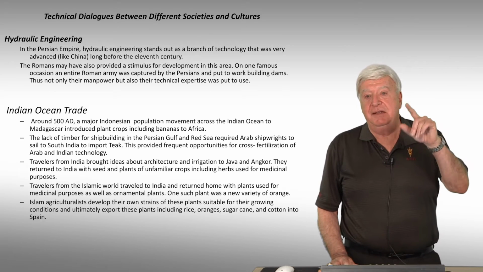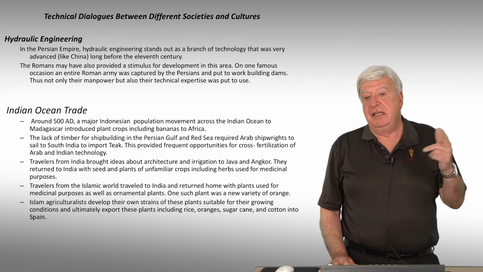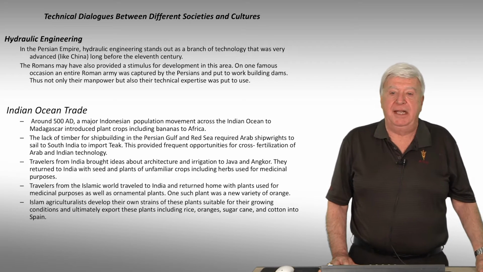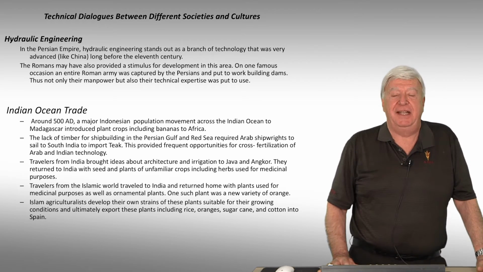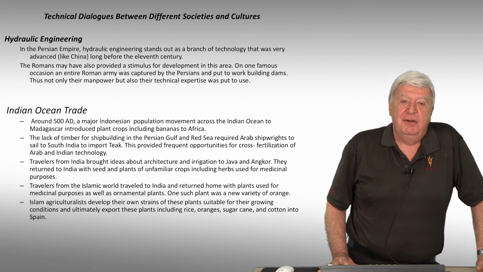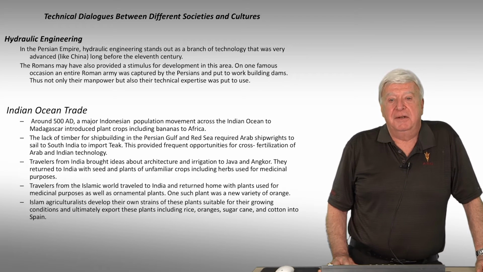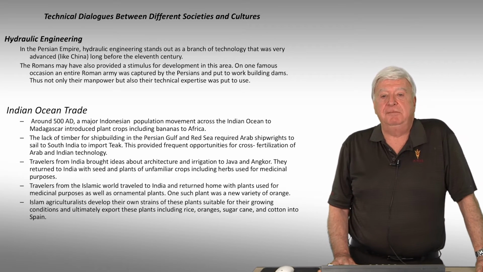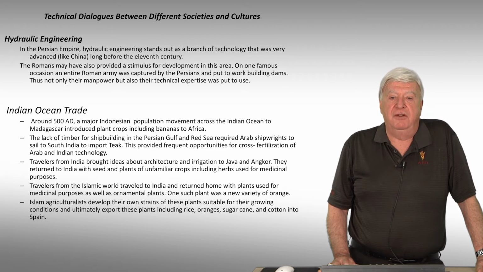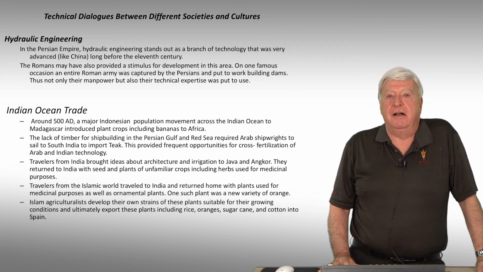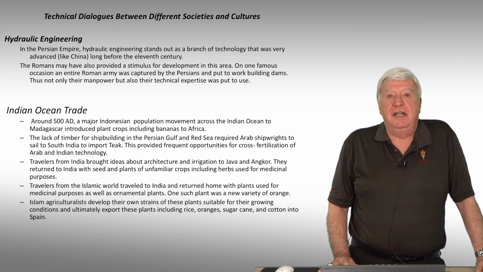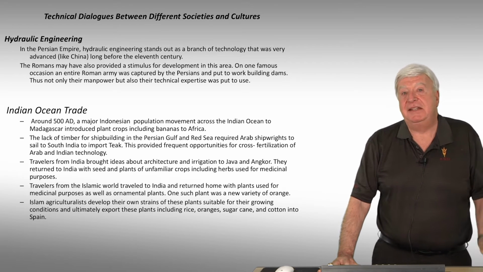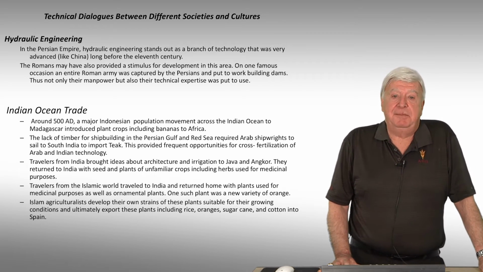As well as not only the medicinal plants, but they came back from India with ornamental plants. One type of ornamental plant, we think of it very differently today, was a new variety of orange, okay? Islamic agriculturists developed their own strains of these plants suitable for their growing conditions and ultimately exported these plants, including rice, oranges, sugar cane, and cotton, into Spain. So that's how we got these plants.